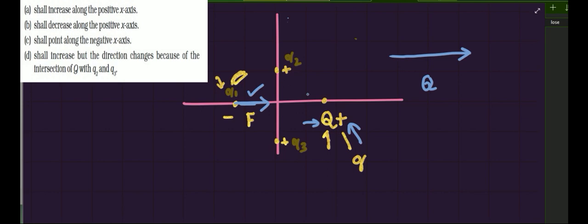So I hope you could appreciate that the question is mainly focused on knowledge of vectors, and with the help of vectors we were able to establish the sign of Q1, and that really helped us solve this problem.